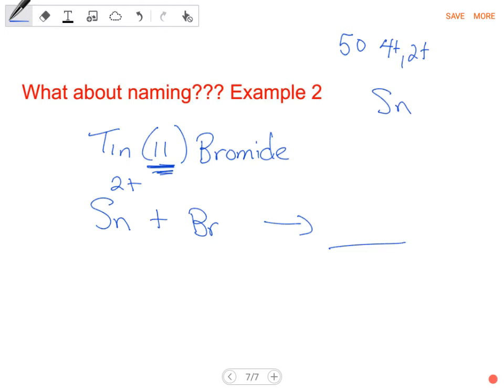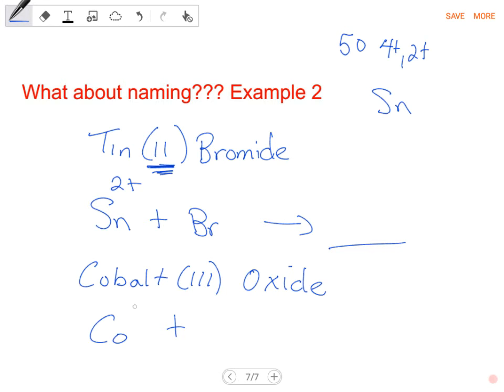Again, they could do something like, let's say you look at cobalt. They might say cobalt 3 oxide. Well, you now know that when you create this compound, you have to use the cobalt with the 3 plus charge. That's very, very important.